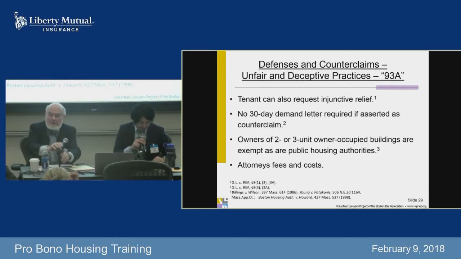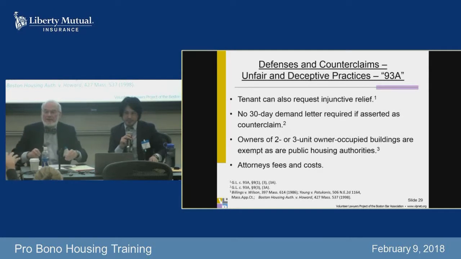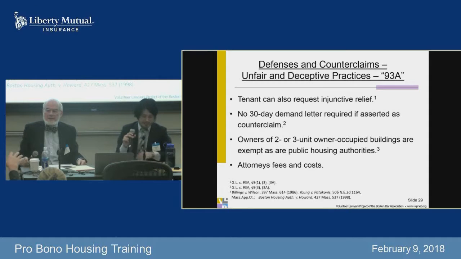Yes? So if you have different SPEs that own several 2 or 3 unit townhomes, but they're all under one umbrella ownership, are you a commercial landlord? Oh, yeah, you're a commercial landlord. For purposes of 93A, yeah, it has to be owner occupied. They have to be living in there.